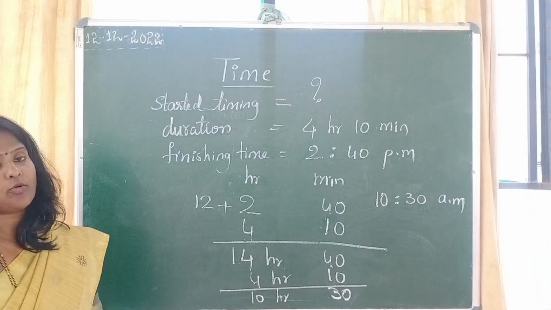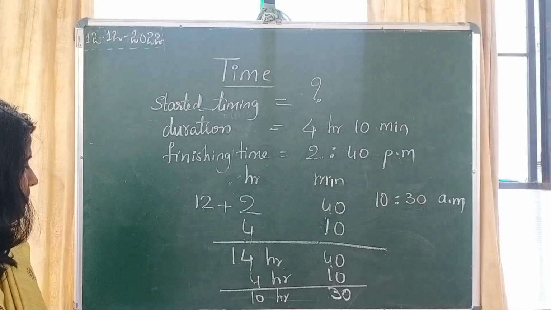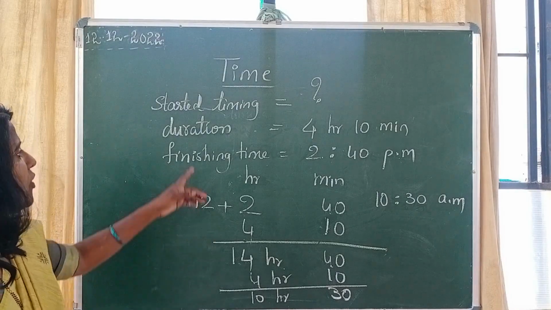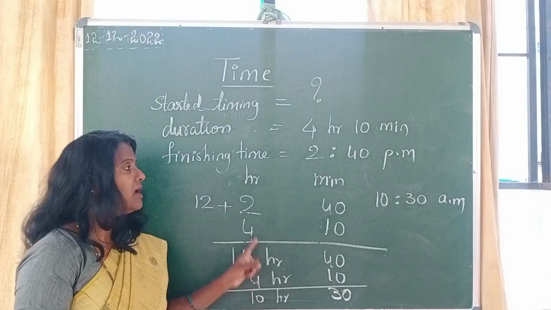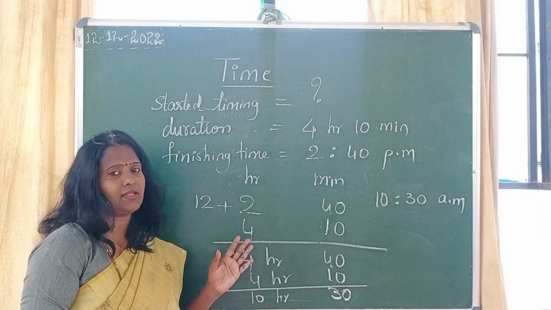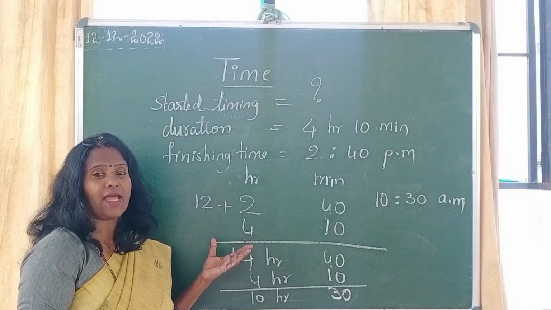So this is how you have to do subtraction to find the finishing time or starting time. To find the starting time, you have to subtract. To find the finishing time, you have to add. Okay, I think you can easily understand this.